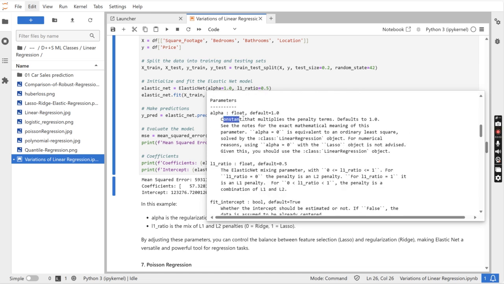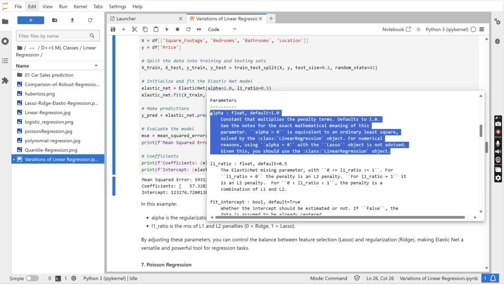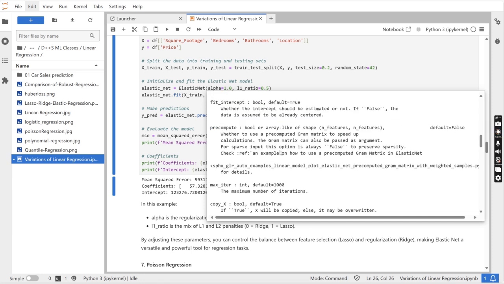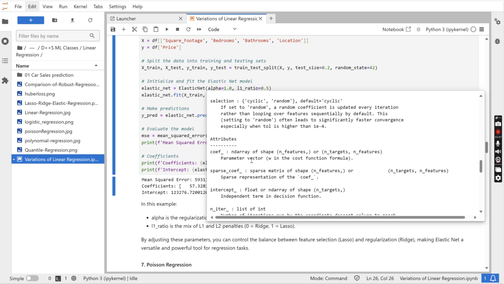So you can see here, it's the constant that multiplies the penalty term. How much to multiply the penalty? You are anyway applying the penalty using the L1 ratio, but how much to multiply it? That is what alpha is doing, nothing but increasing the power of this penalty. But you are right, alpha is the learning rate for other algorithms, like neural networks, and many others also, by the way. There are many other parameters you can go through.